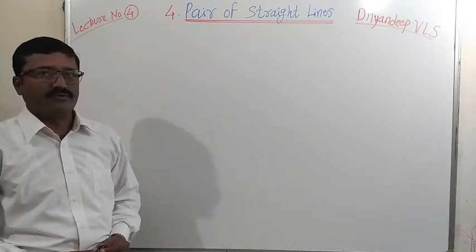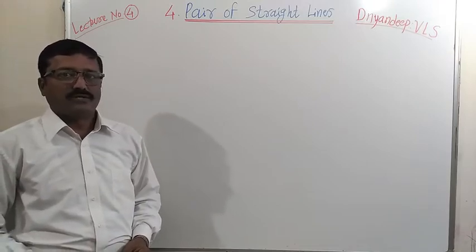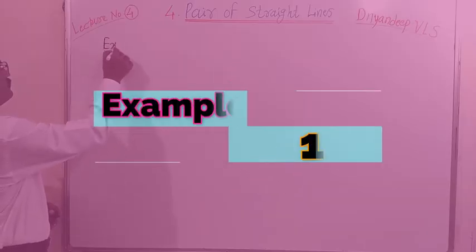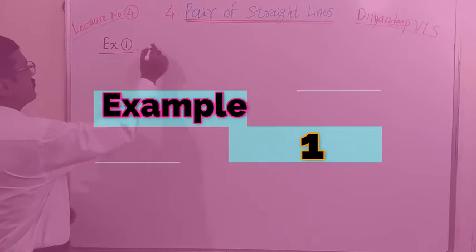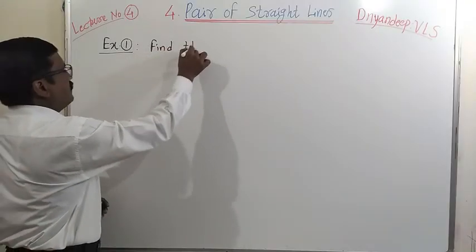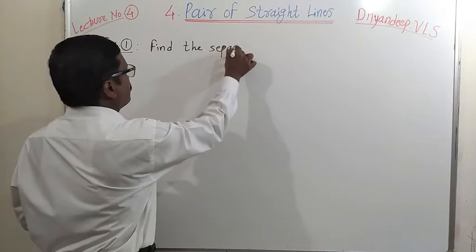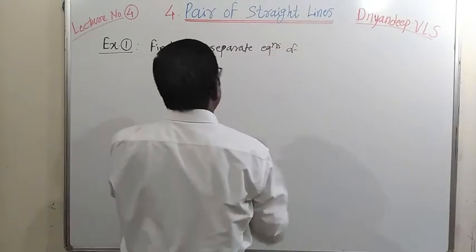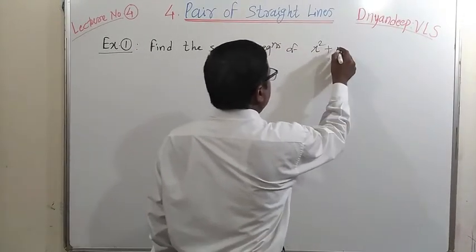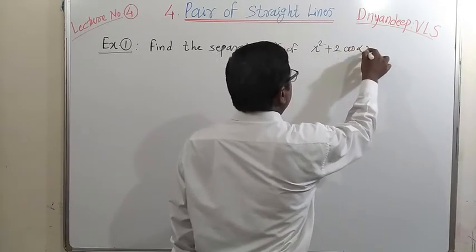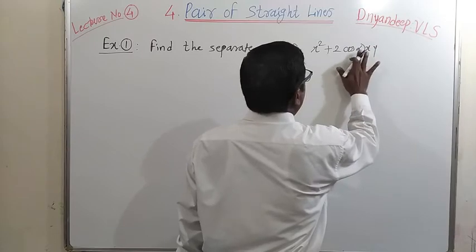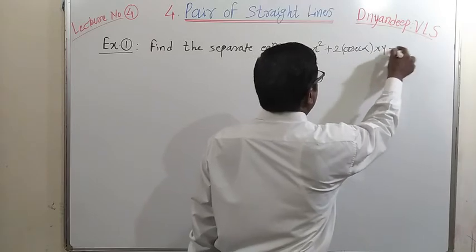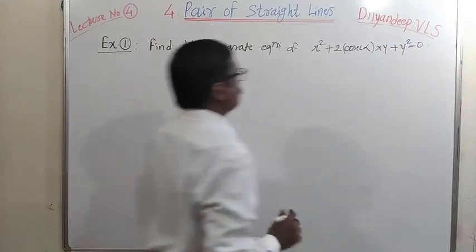Let us see example number 1, which is related to the combined equation of pair of lines. Find the separate equations of x square plus 2 cosec alpha xy plus y square equal to 0.